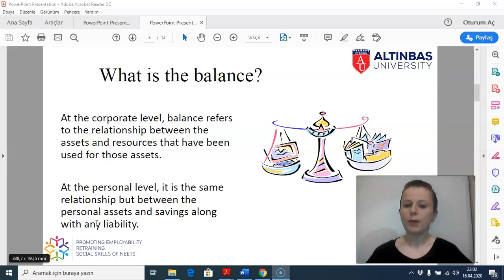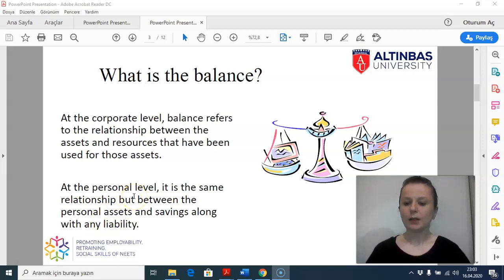When we talk about balance at the corporate level, it refers to the relationship between the assets and the resources of a company that have been used to afford these assets. At the personal level, it is kind of the same relationship, but it exists between the personal assets and the savings, along with any types of liability that a person used to afford those personal assets.